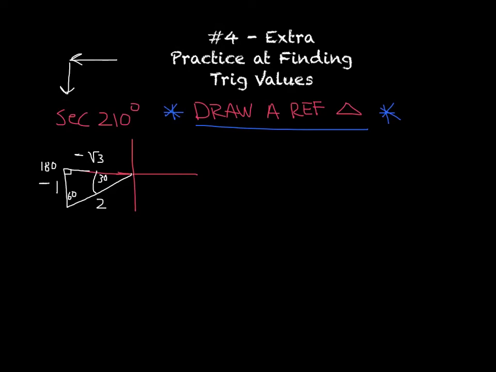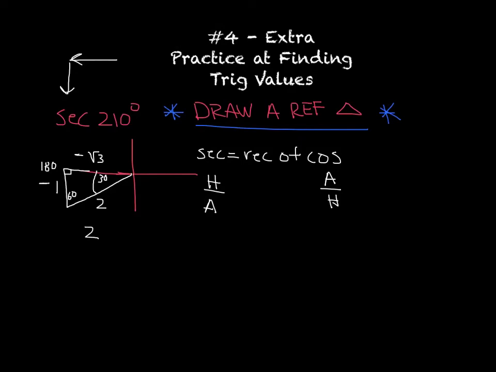Now, secant. Secant, once again, is the reciprocal. So let's just say secant is the reciprocal of cosine. And what is cosine? Adjacent over hypotenuse. So what is secant? Hypotenuse over adjacent. So what is the hypotenuse? 2.